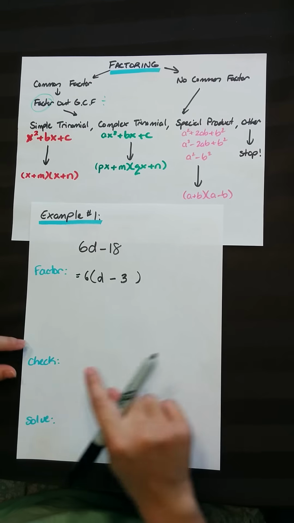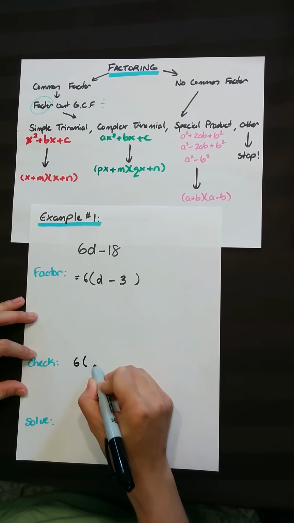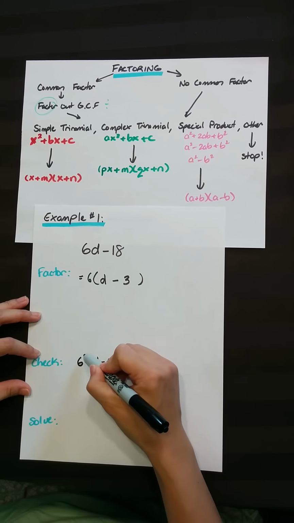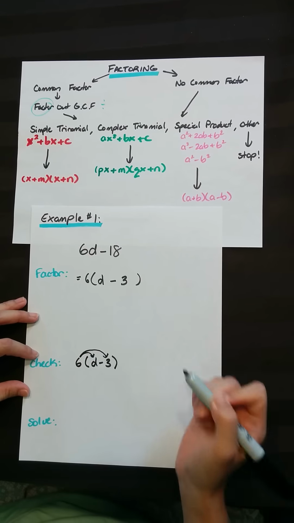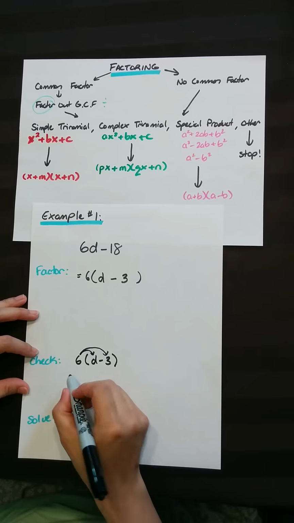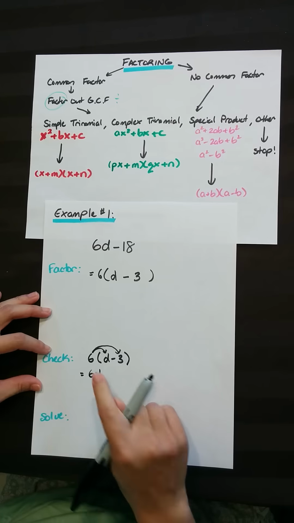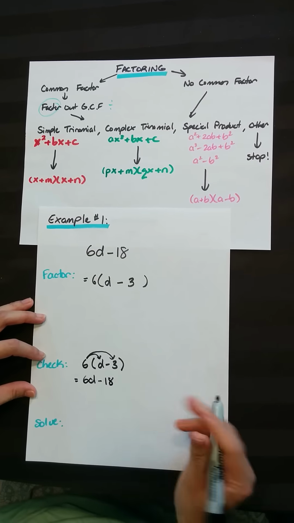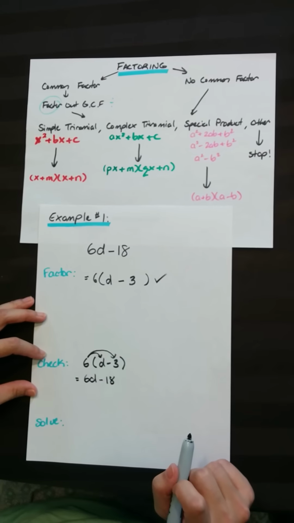Now, if I actually wanted to check my answer, I'm going to take what I got, so 6 bracket d minus 3, and then I'm going to expand. And expand means I'm going to multiply the 6 into the bracket and see if I get the same thing I got at the beginning. So 6 times d gives me 6d, and 6 times negative 3 gives me negative 18. So that does match. That means that this original factor was right.